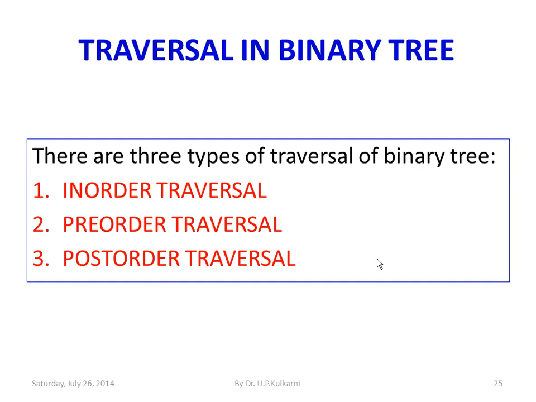Now let's look at the traversal of a binary tree. There are three types of traversal of a binary tree. One is in-order traversal, another is pre-order traversal, and the third is post-order traversal. Let's get into one in detail.